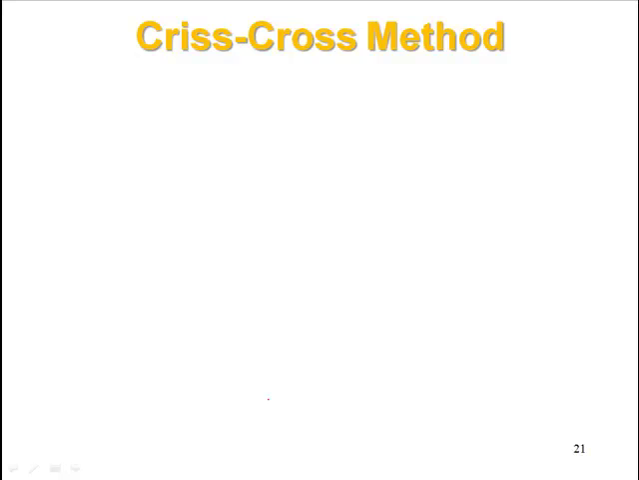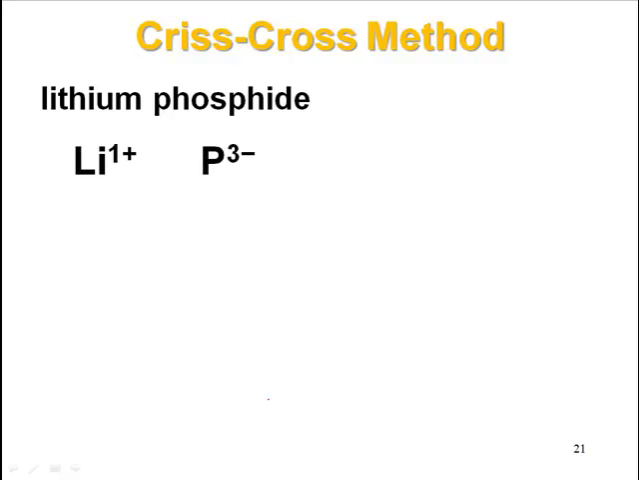Now, one way of doing it is by drawing out beautiful pictures like you just saw. Another way is what is known as the Criss-Cross Method. This is not from the 1980s or 1990s, but lithium phosphide. How would you do this with crisscross? All you need to know is the charge on the ion. You take the charge on the first ion and put the number on the second ion. Take the charge on the second ion and put the number only on the first ion. That's crisscross, that's it.